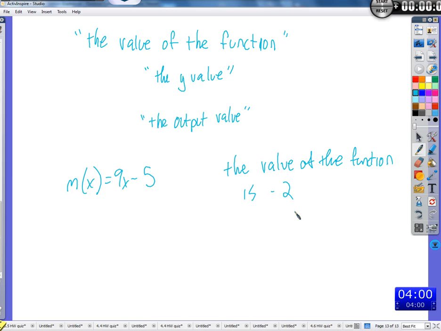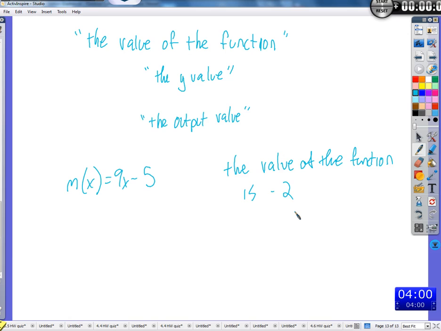Give it a choice between input and output. Which one is x? Input. Typically, it is the input. Now, we could switch it around. We could flip x and y around for some reason. But pretty standard, x is input. Say what? The answer is going to be negative 2.